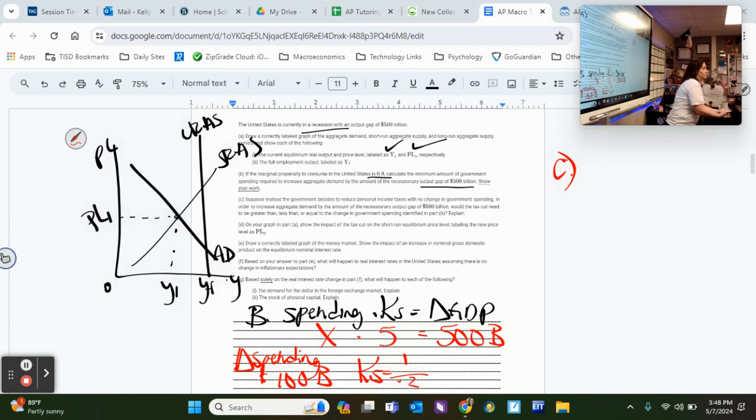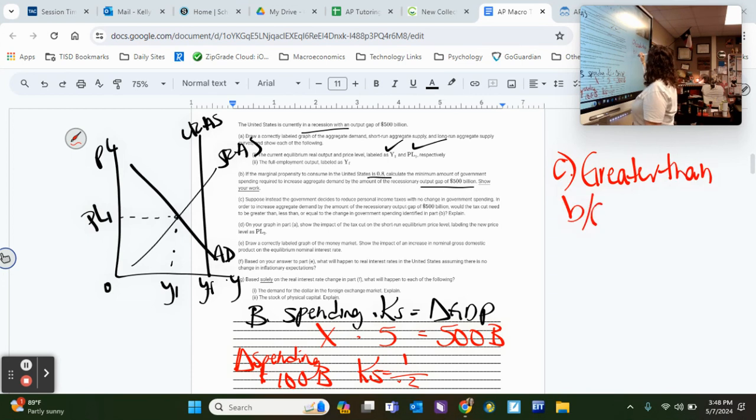Because KT is less than KS, KS is greater than KT. So it's going to be greater than, because KAS is greater than KT. The spending multiplier has a bigger impact than the tax multiplier does.